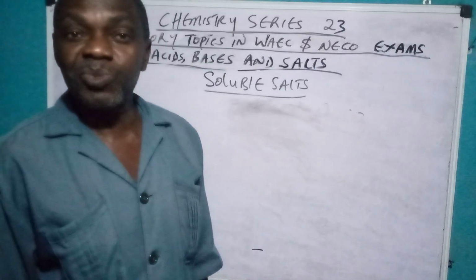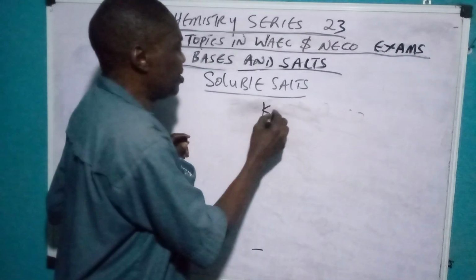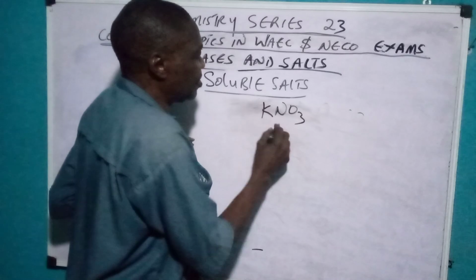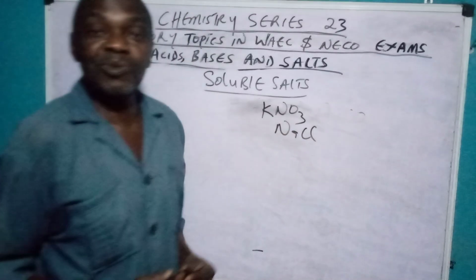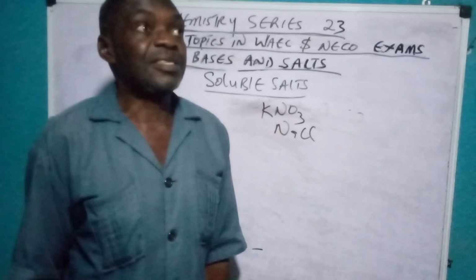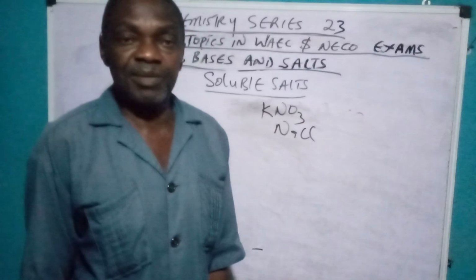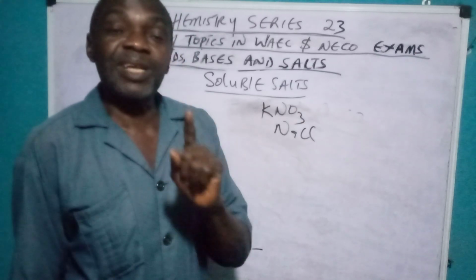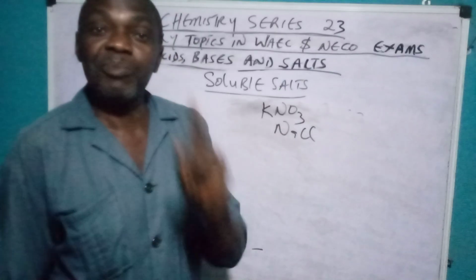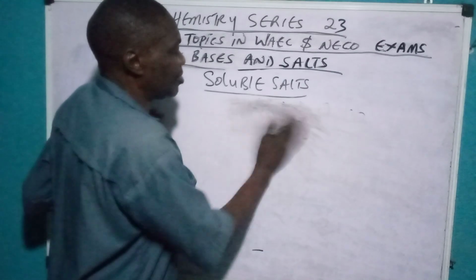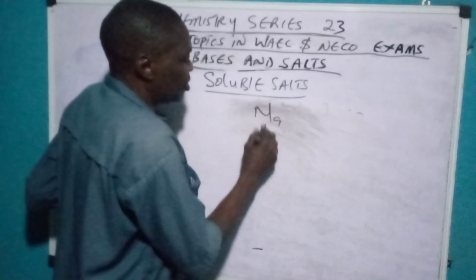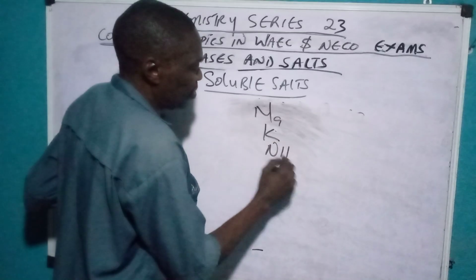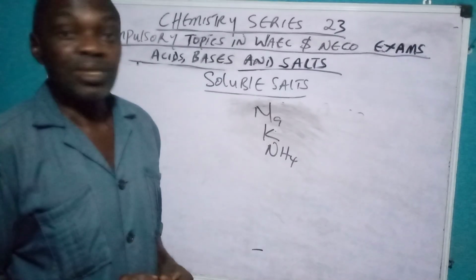There are so many types of soluble salts. You have potassium nitrate, you have sodium chloride, and so on and so forth. However, there's a simple method of remembering them. Once you see a salt, you just check whether it contains sodium, potassium, or ammonium. Any salt that contains sodium, potassium, or ammonium is soluble. All of them are soluble.